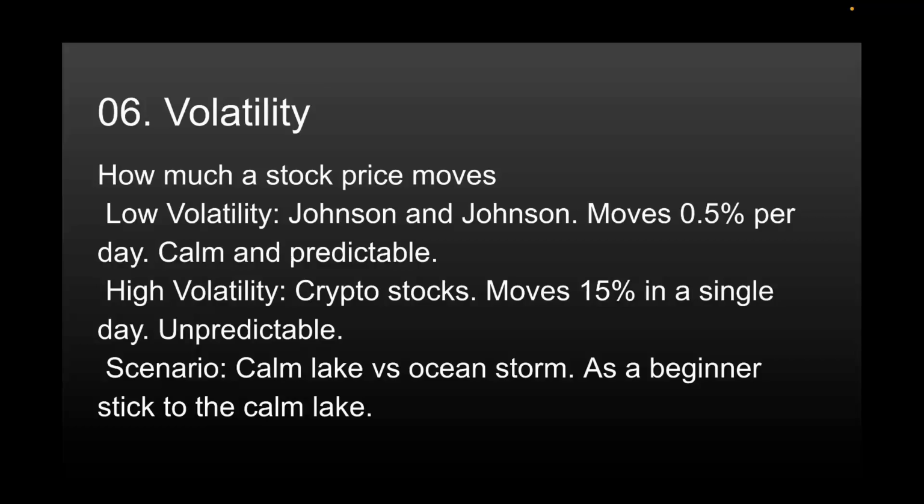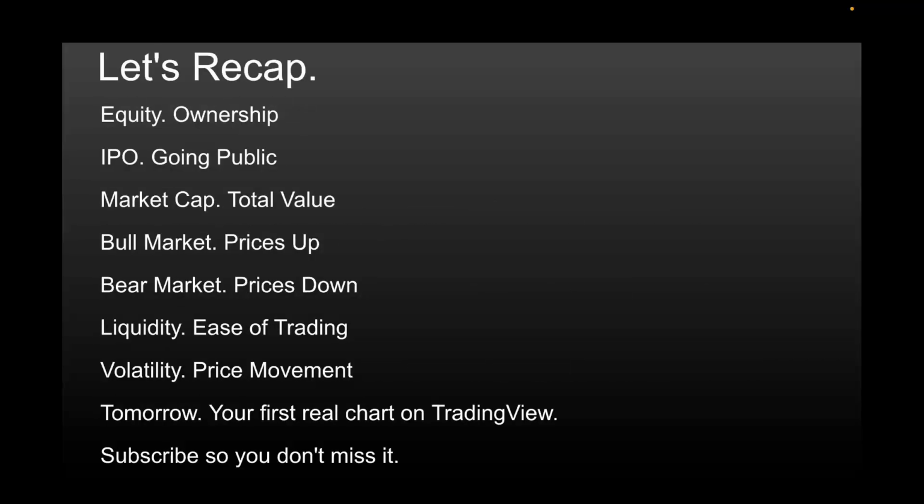So, now let us recap everything we've just covered. Equity means ownership. IPO is when a company goes public for the first time. Market cap is the total value of a company. Bull market means prices are going up. Bear market means prices are going down. Liquidity is how easily you can trade a stock. Volatility is how much a stock price moves. These seven terms are your foundation. Every single thing we learn from here, charts, indicators, trading setups, connects back to these words.